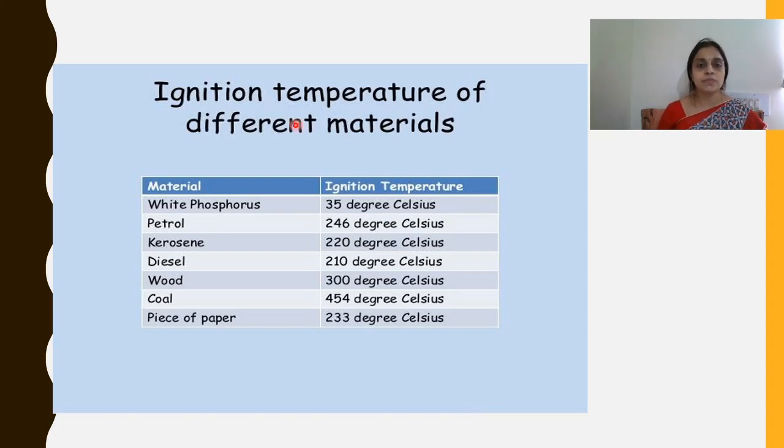Ignition temperature of different materials. There are a few materials with their ignition temperatures. White phosphorus, it's 35 degrees Celsius. Petrol, it is 246. Kerosene, 220. Diesel, it is 210. Wood, it is 300. Coal, it is 454. And a piece of paper, it is 233.